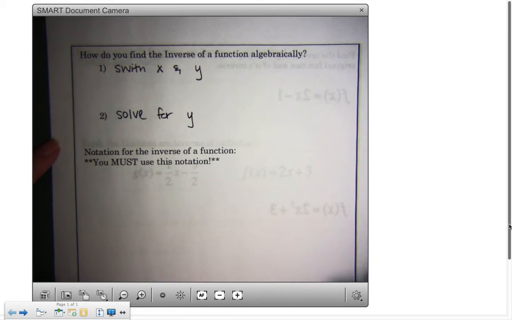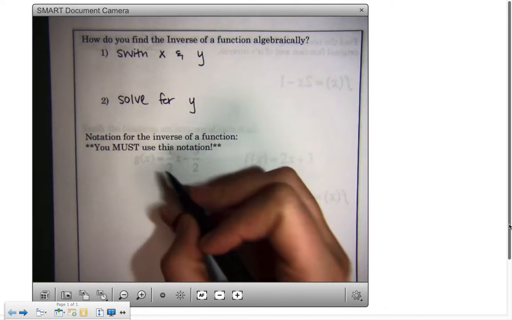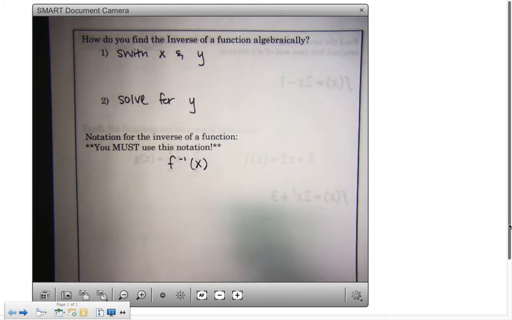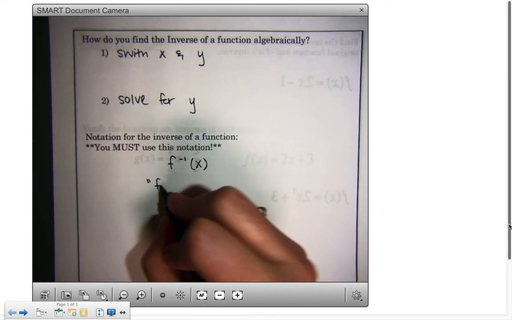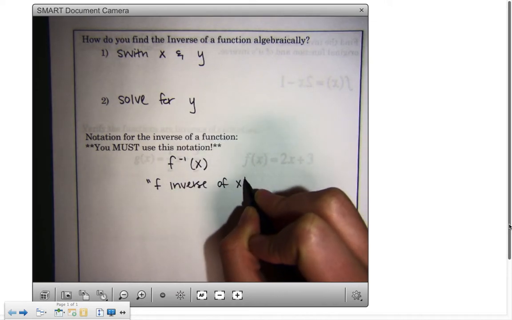This new function that you get will be your inverse, and we have some special notation that we have to use to represent the inverse of a function. We call it f inverse of x. So notice we put kind of like a -1 in the exponent position. And again, that's pronounced f inverse of x.